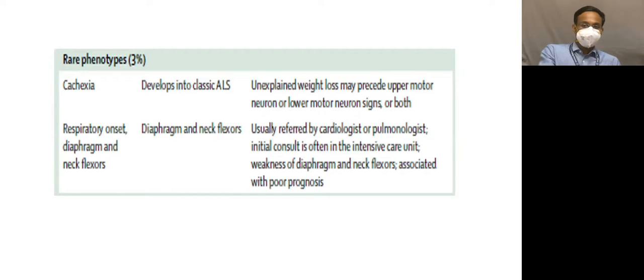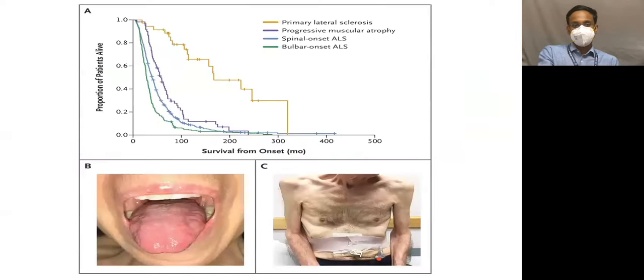And because there is significant orthopnea, they might even land up in the ICU because of respiratory failure, maybe requiring intubation and all that. So maybe our first consult for these patients might be coming from the ICU setting, and these are very rare variants. So why is it important to classify them? It is because each of them has a different prognosis.